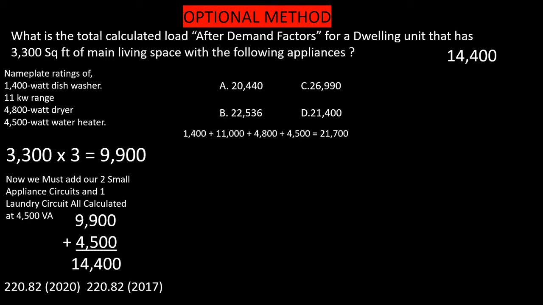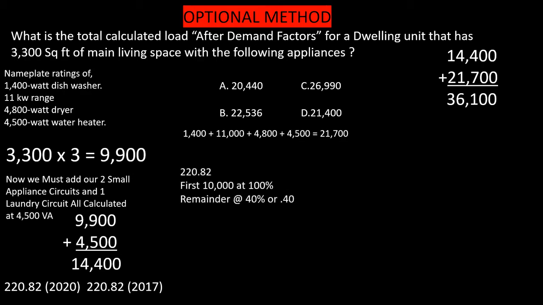Remember, we're just taking the nameplate values of all of these appliances. We're going to add that to our larger math problem. Now we're just going to total that out. That's going to give us 36,100 VAs. And so this is how the demand factors work. You can find it in 220.82.